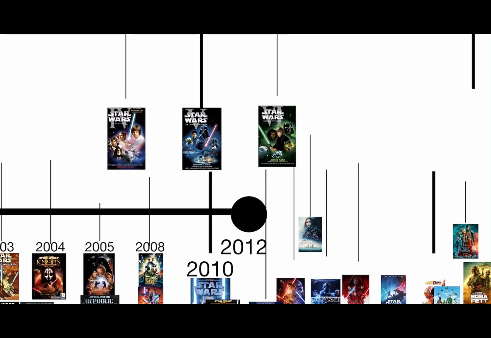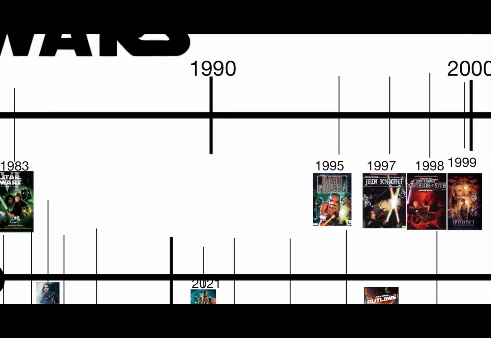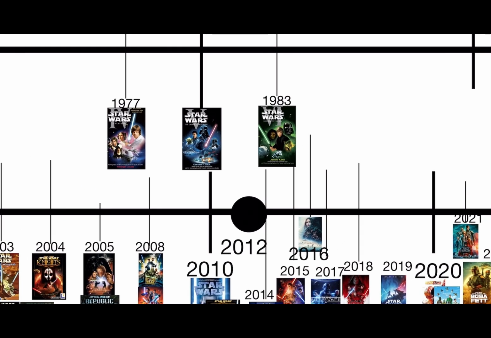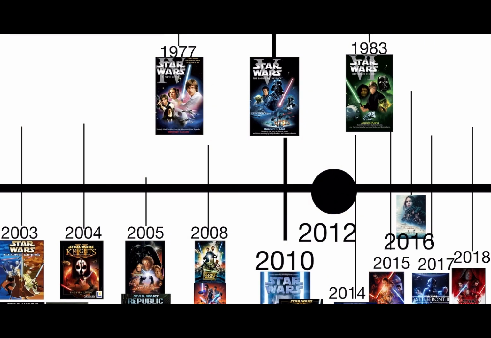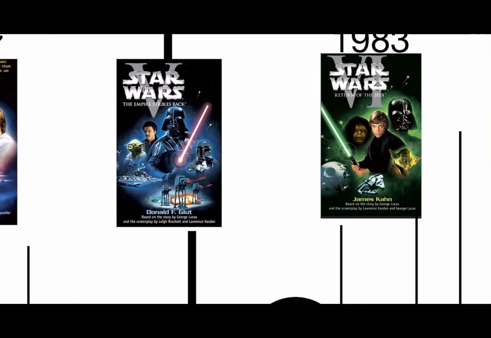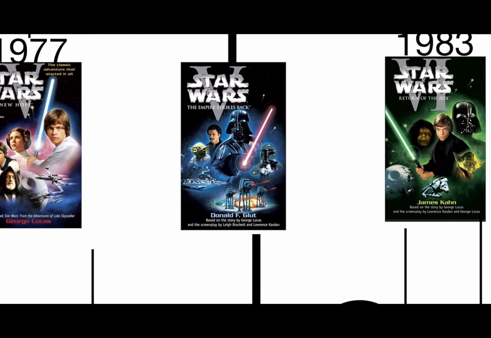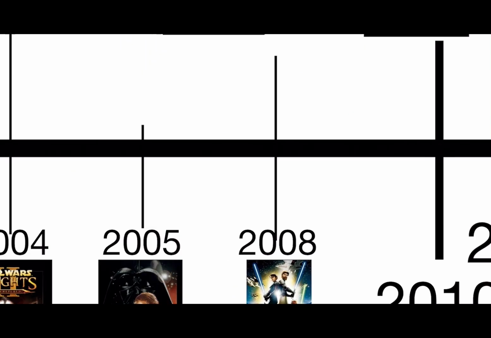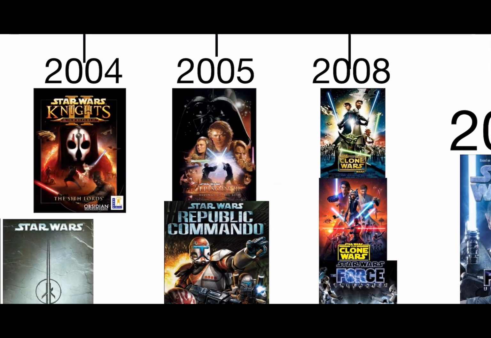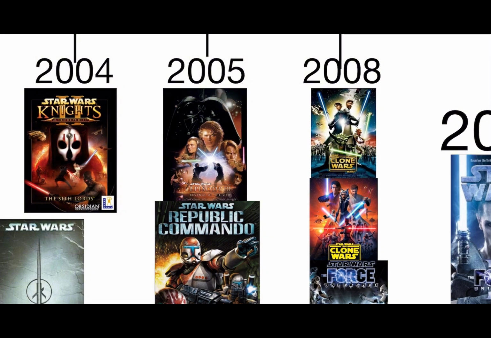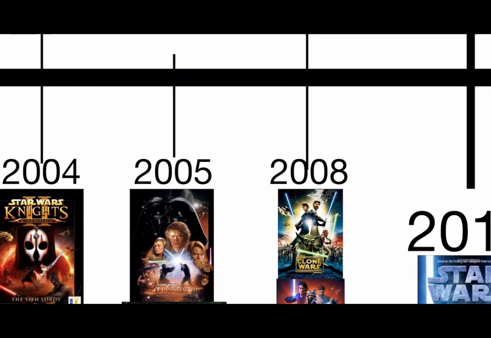George Lucas's six films. As you can see, 1999 was Episode 1, then 2002 is Episode 2, then Episode 3, Episodes 4, 5, and 6. So he started off by doing Episodes 4, 5, and 6, and then after, he went and did 1, 2, and 3. Then in that same year, there was another Star Wars video game called Republic Commando.